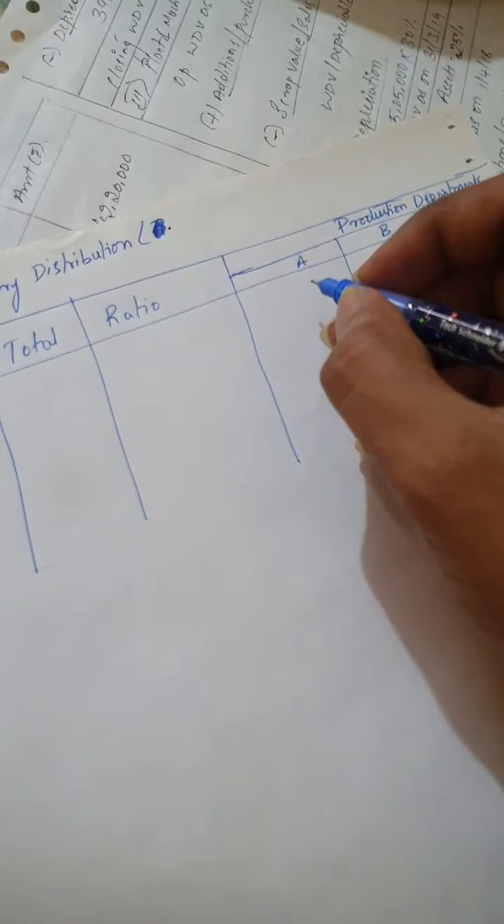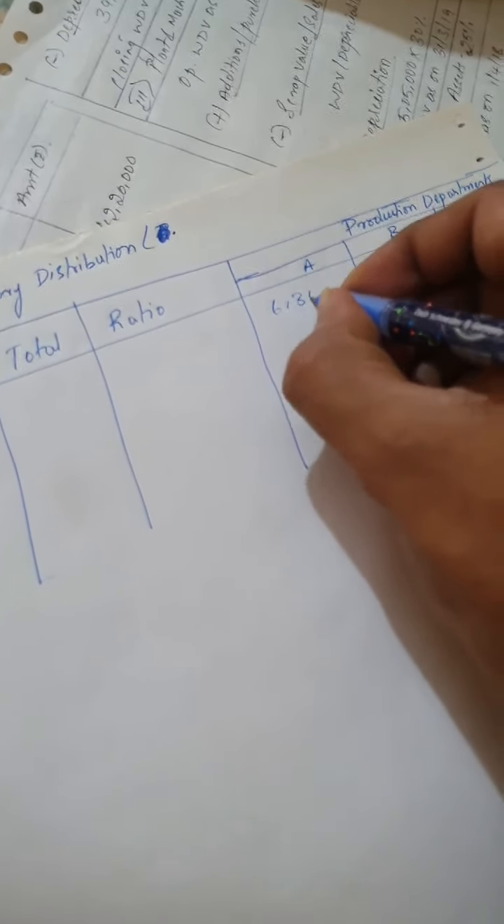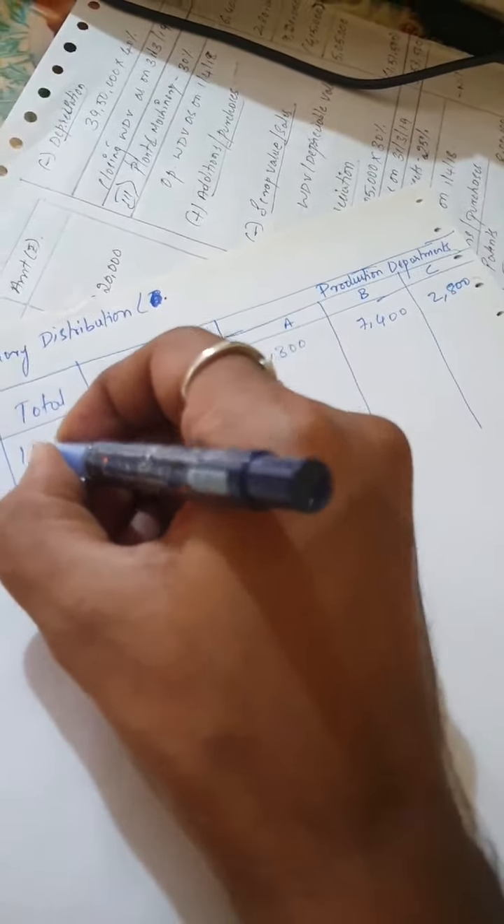How much is available in service department A? They have given in question it is 6300. Service department B it is 7400 and service department C it is 2800. Right. Now total of all these three put together, how much do you get? 6300 plus 7400 plus 2800. So how much do you get? Total column will be 16500. So this is first step.